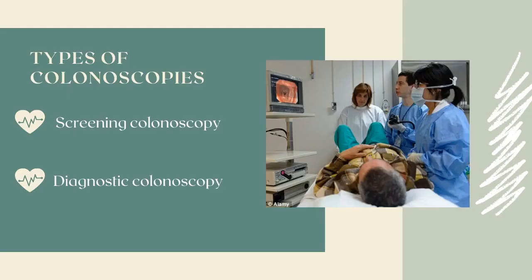Types of colonoscopy. There are mainly two types of colonoscopy: one is screening colonoscopy and the other is diagnostic colonoscopy. Screening colonoscopy is similar to flexible sigmoidoscopy, except the doctor uses a longer, thin, flexible light tube to check for polyps inside the rectum and entire colon. Diagnostic colonoscopy is performed on a patient who has gastrointestinal symptoms, for example, rectal bleeding, etc.